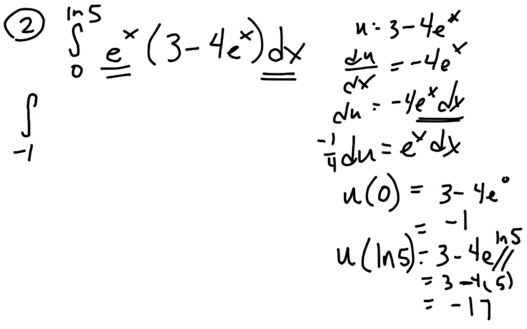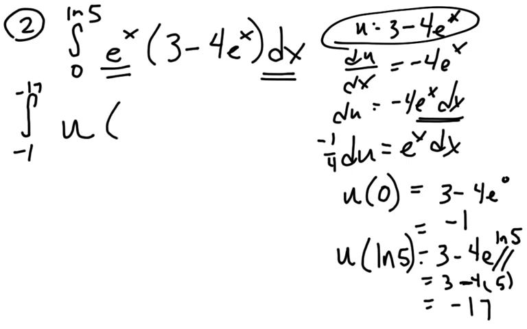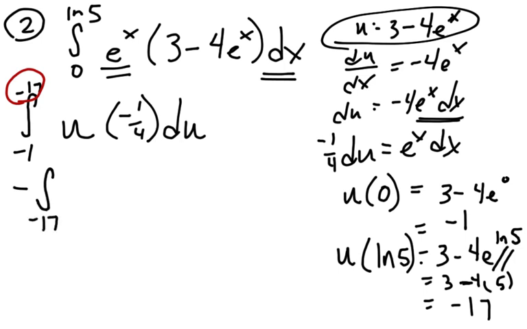So now I can go back and rewrite this integral with the lower limit instead of 0 being negative 1, and the upper limit instead of natural log of 5 being negative 17. The parentheses, 3 minus 4 e to the x, comes out and is replaced with the u from this. And then the e to the x dx comes out and is replaced with the negative 1/4 du. Now we never ever leave it with the smaller number at the top. So the first thing I want to do is put a negative in front of this integral and reverse my limits of integration.